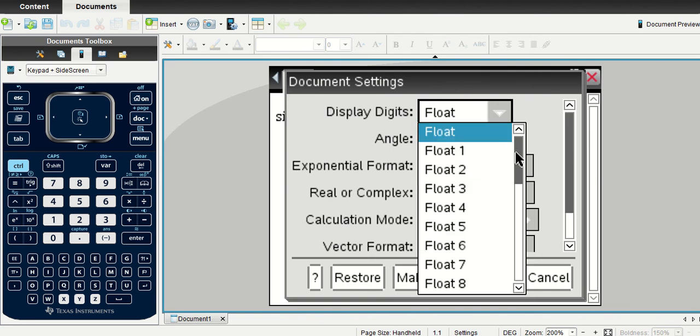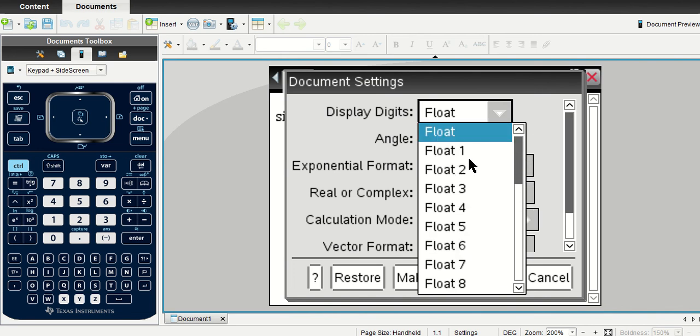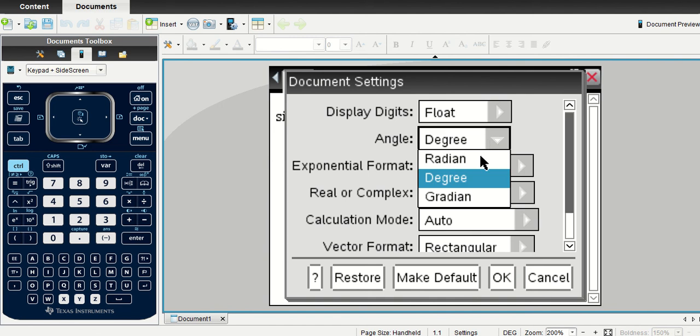Also, you might see this as float. That means it'll give you the best representation of decimals as possible. Sometimes it'll start off with float 6, which means it gives 6 decimal places. We want to choose float. It gives you the most decimals it possibly can. And here where it says angle, you might see that it says radian. We'll talk a little bit later about what a radian is. It's essentially a length of a radius around a circle. And these are the two common options selected on your calculator, degree and radian. For our purposes, we want to make sure this is degree.